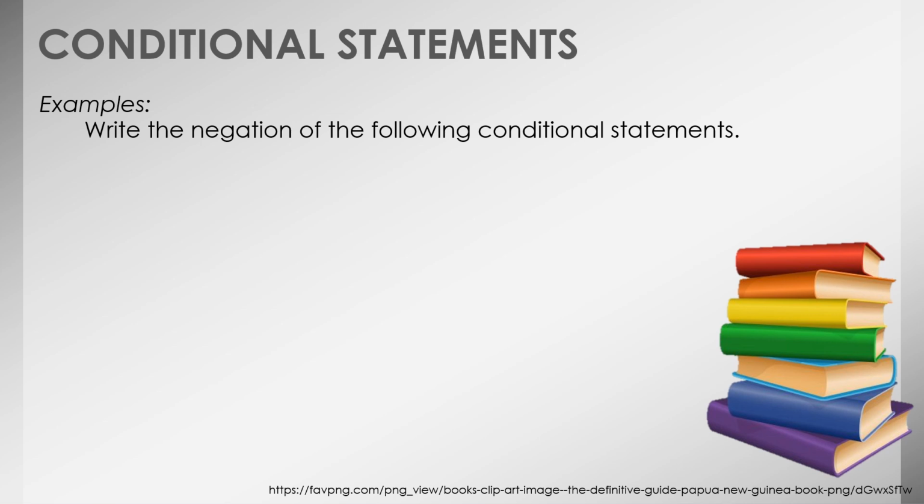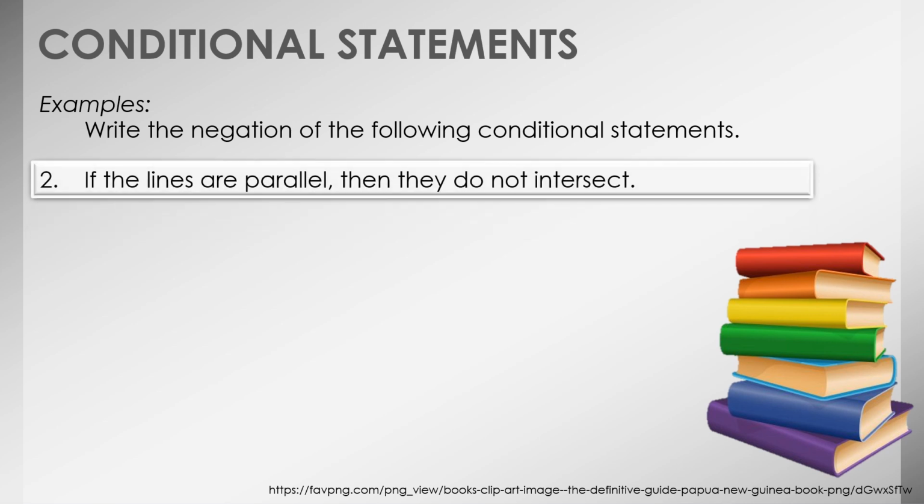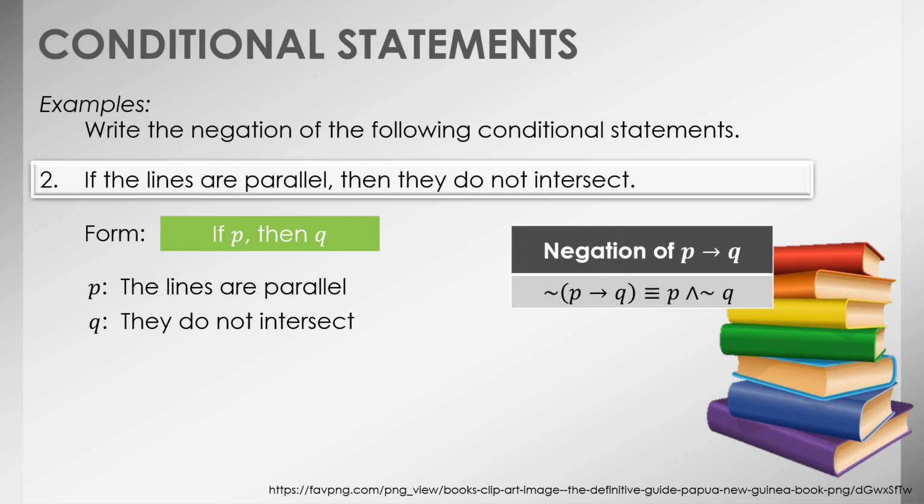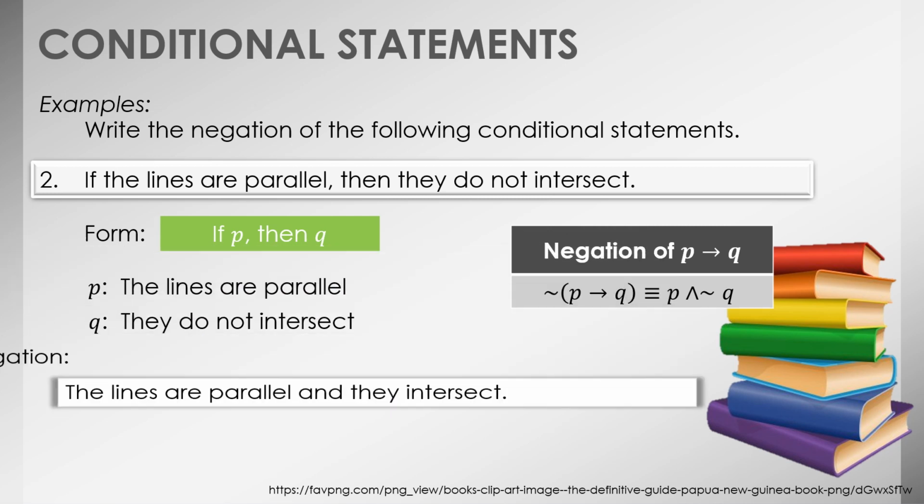The second statement is given by this, which is of this form. Hence, the P and the Q statements are represented by this. Recalling again the symbolic form of the negation of any conditional statement, we have obtained our answer.